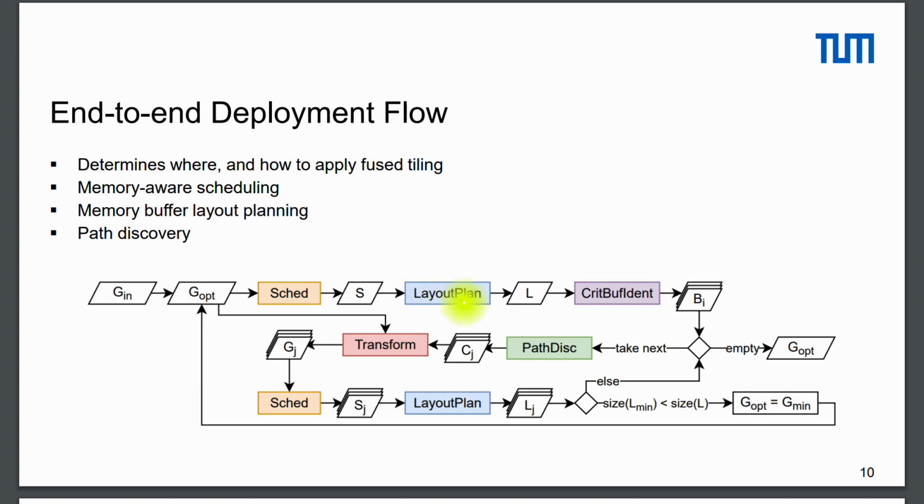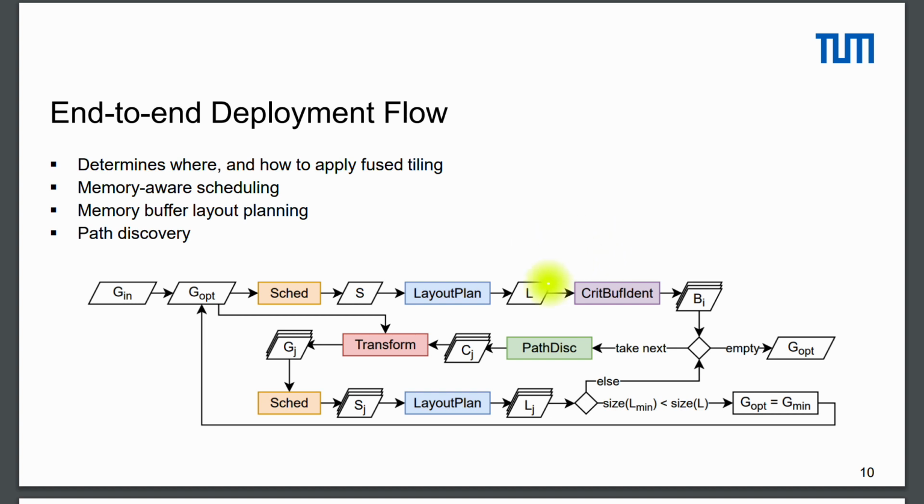Another part is the layout planning. So actually, given this schedule of operations, you need to decide where these buffers are placed in memory. So given all the buffers, each buffer gets assigned an offset in memory where it is placed. And when lifetimes don't overlap, they may overlap in memory to save space.